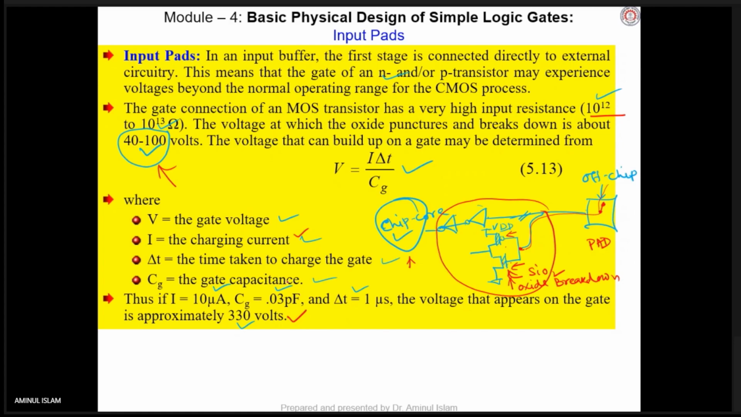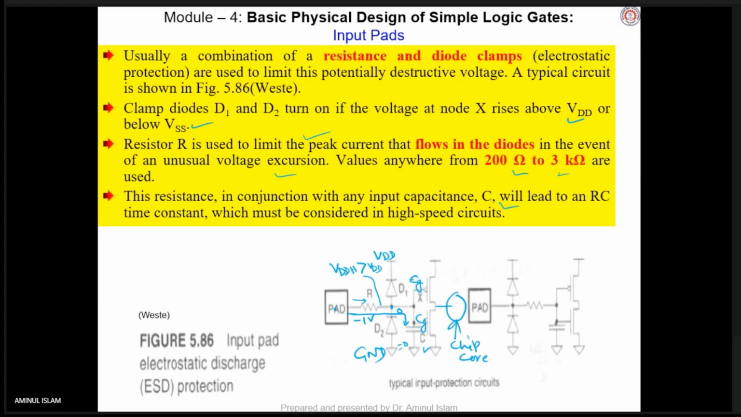So this value is easily reached. So there is a possibility of oxide breakdown at the input buffer. How to prevent it? The ESD protection circuit we are talking about here.